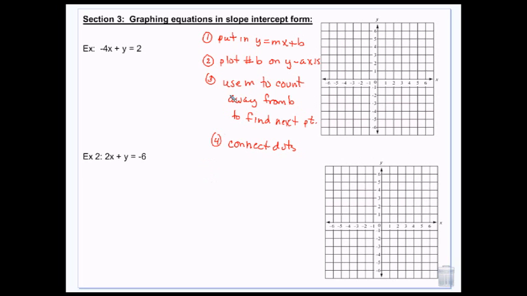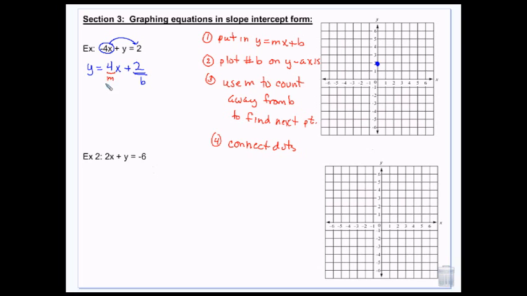Okay. So to put this into y equals mx plus b, I'm going to pick this negative 4x up and I'm going to move it to the other side. It was negative, so now it's positive. There's nothing on the y, so I'm done. So this is y equals mx plus b. We're good. So b is 2. So I go over here and I put a point on my 2. That's my starting point.